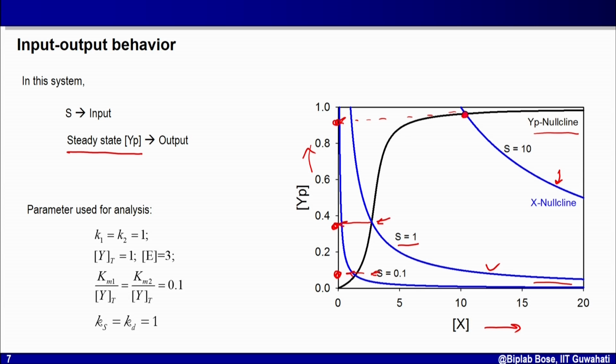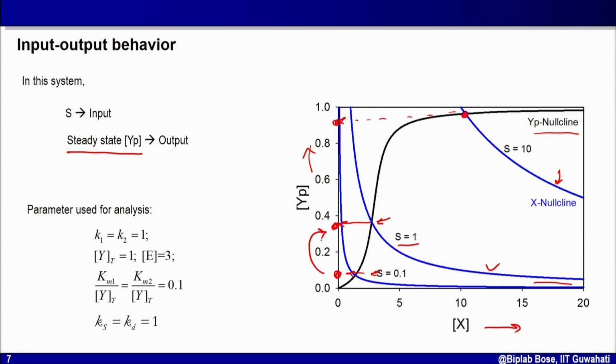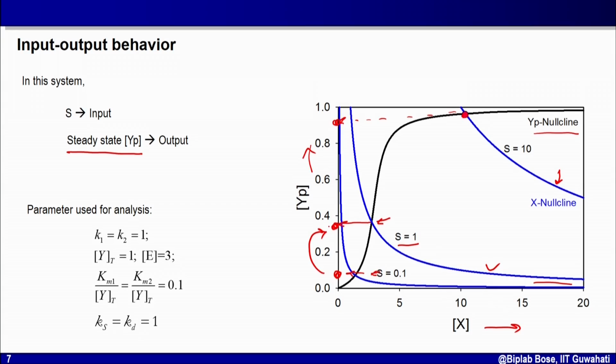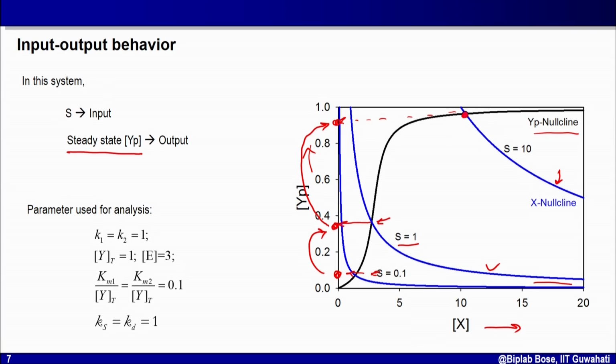So when I changed s from 0.1 to 1, a 10-fold change, I moved from here to here. But when I change from 1 to 10, another 10-fold change in signal, I have a rapid change in yp to a very large value. So this shows the input-output relation. Remember, as the phase plane plot is showing, every time I have only one stable steady state, and the position of the steady state is changing as I change the input signal.